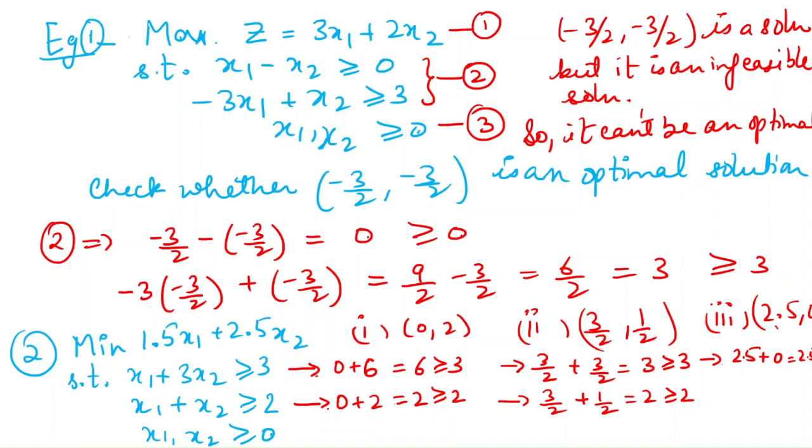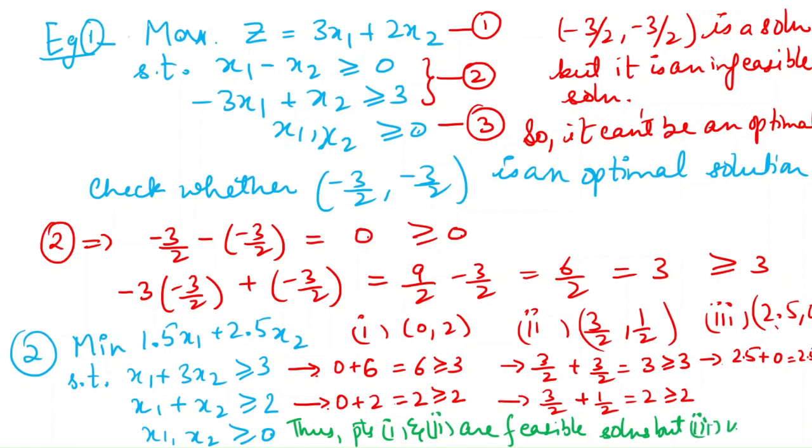Clearly the first and the second one, (0, 2) and (3 by 2, half), are satisfying the non-negativity constraint. So here we could say that the points in 1 and 2 are feasible solutions. So you can check for the objective function optimal solutions also, but the third is not a solution. So like this we can answer the question.